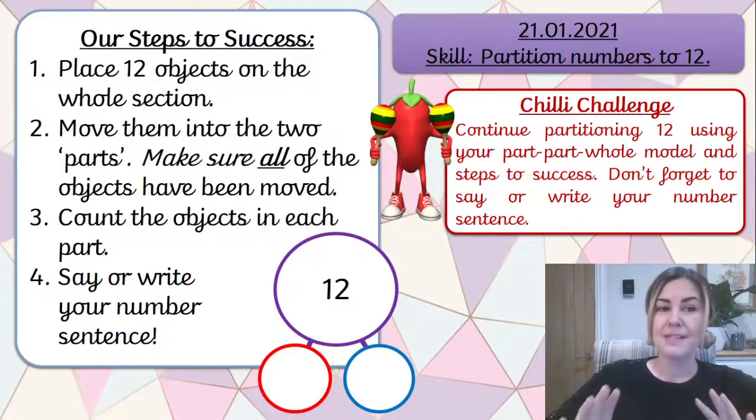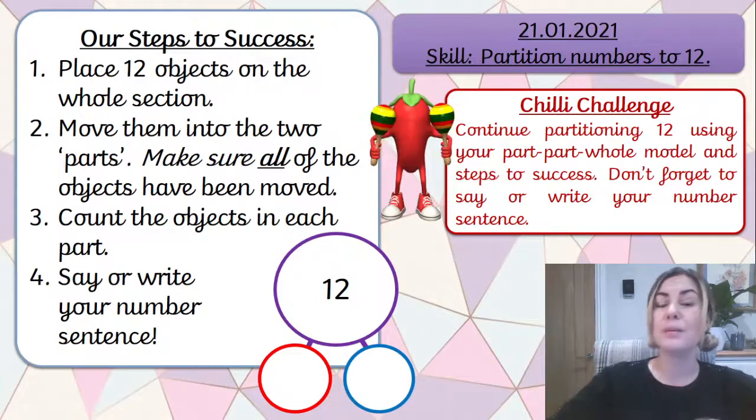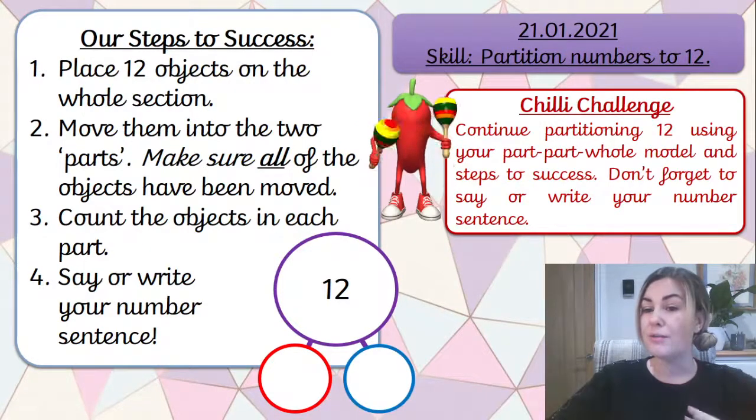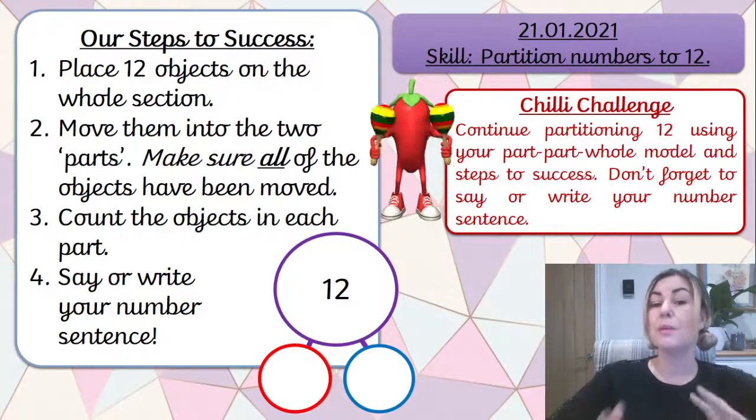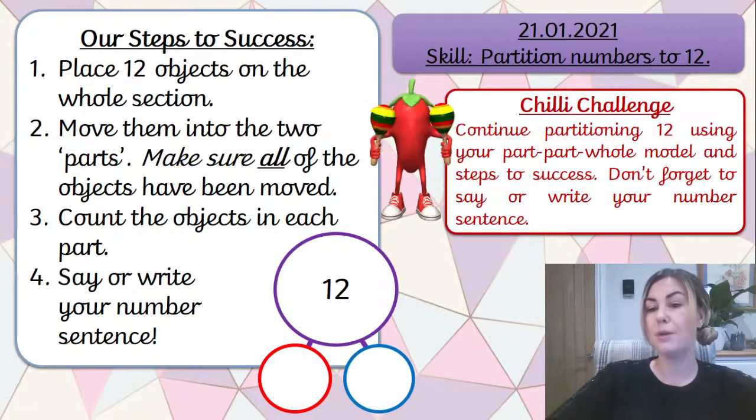Now, for some of you, that is enough and you now need a little break, and that's okay. For some of you, you might want to do a little bit more. So, if that's the case, I would like you now to go off and see what else you can find, what other numbers you can find that make 12 using your part-part whole model. I've put the steps on our steps to success so you don't forget, and you can rewind the video and watch it back if you need to.